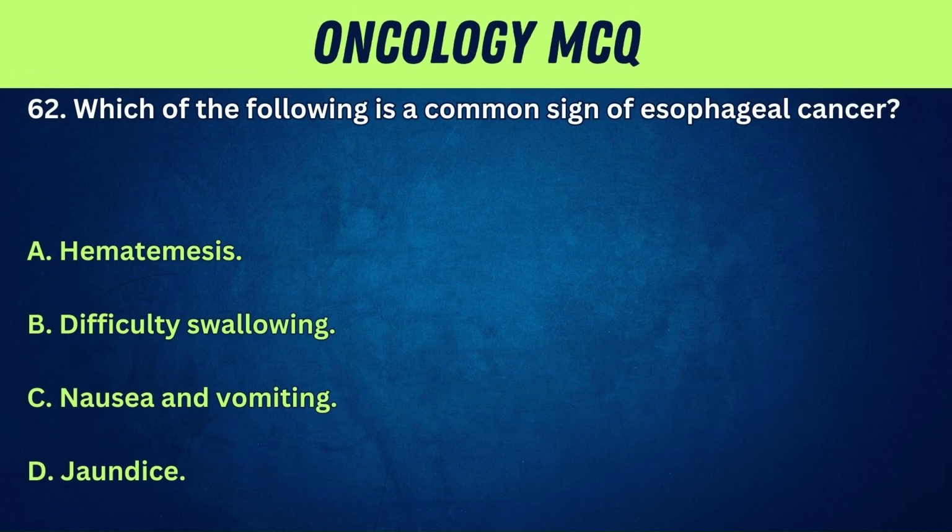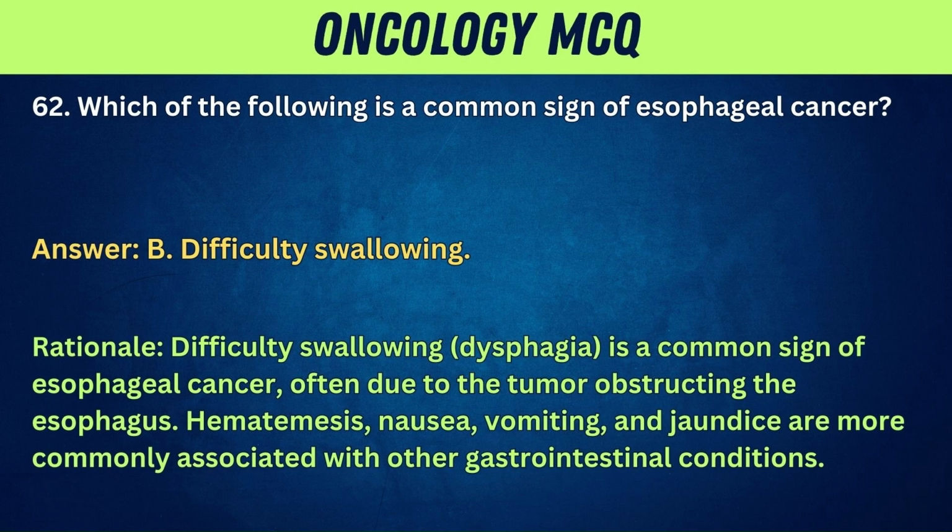62. Which of the following is a common sign of esophageal cancer? A. Hematemesis. B. Difficulty swallowing. C. Nausea and vomiting. D. Jaundice. Answer: B. Difficulty swallowing. Rationale: difficulty swallowing, dysphagia, is a common sign of esophageal cancer, often due to the tumor obstructing the esophagus. Hematemesis, nausea, vomiting, and jaundice are more commonly associated with other gastrointestinal conditions.